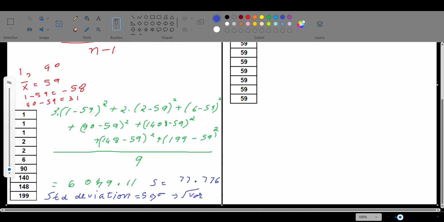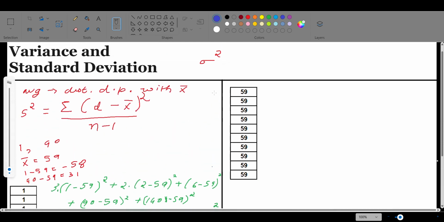You could say that if you average out the distance between 199 and 59, and 1 and 59, and all the other data values with 59, it makes sense that 77 is an approximate average distance between each data point and its mean. Okay. Now let's have a look at our second data set. What do you think? What is your guess? What's the variance of this second data set?